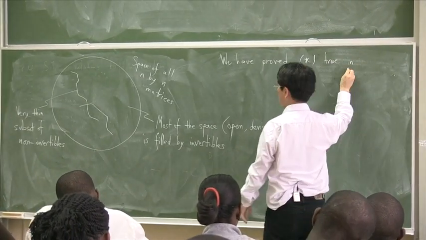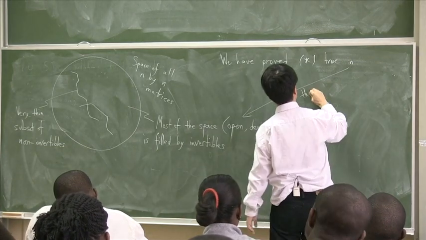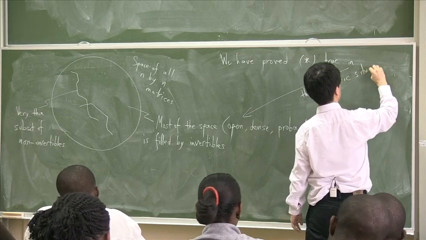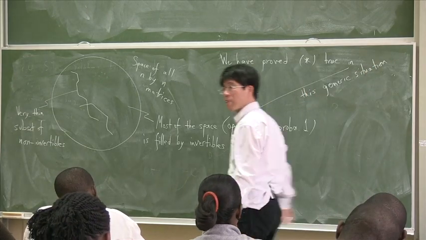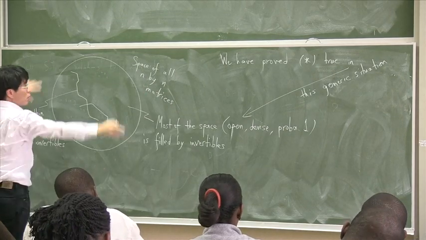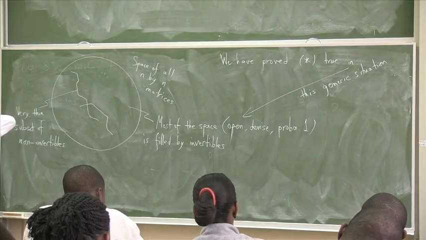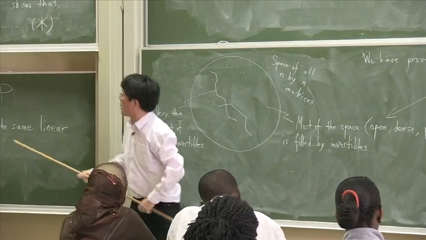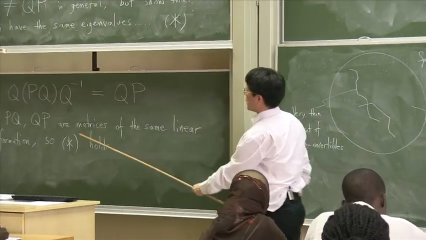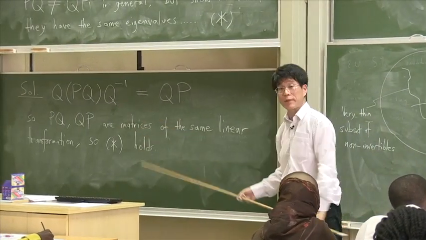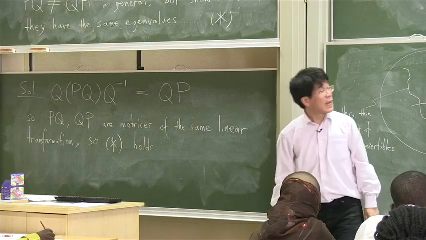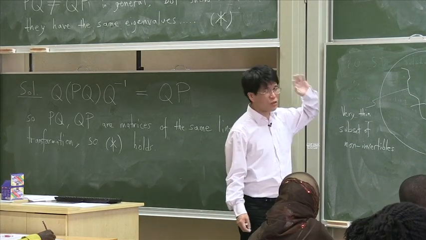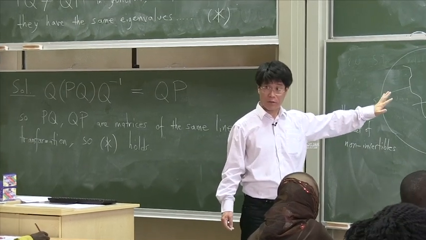In this generic situation, so for most of the matrices, it's true. So almost all the time, this statement is true. Almost all the time, PQ and QP have the same eigenvalues because this argument applies. Okay? Now, some of the time, but you'd better be really unlucky. I mean, this is almost never going to happen. It happens with probability zero, okay?